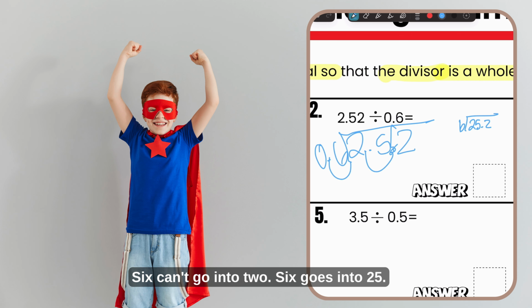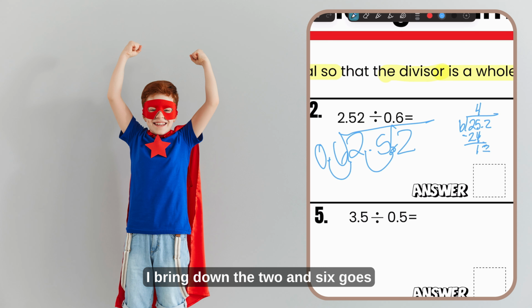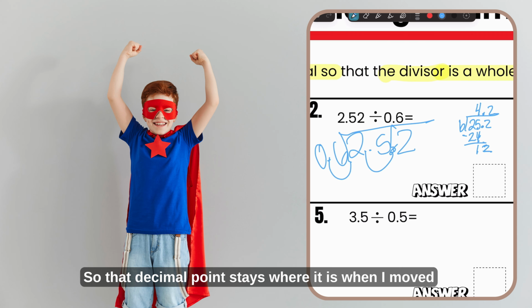6 can't go into 2, 6 goes into 25. Let's see, 6 times 5 is 30, that's too big. 6 times 4 is 24, with 1 left over. I bring down the 2, and 6 goes into 12 twice. So that decimal point stays where it is when I moved it here.